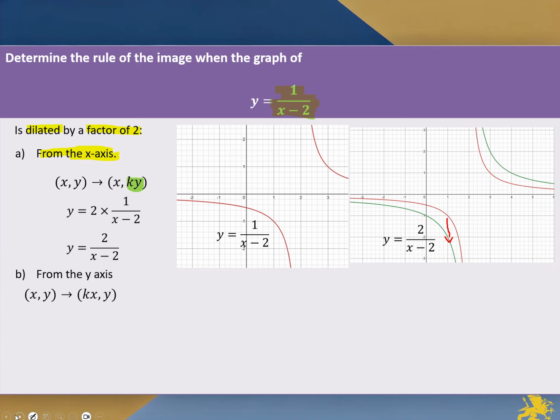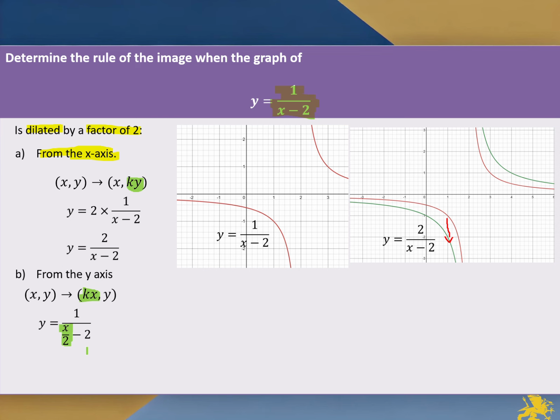Now, when we're looking at the same dilation by a factor of 2, but we're doing it from the y-axis this time, the first thing I want us to think about is what it means, and I'm just going to do it through the rule first. This part here just means that we're going to be x over 2. So that's what we're substituting in. I'll explain why in a minute.